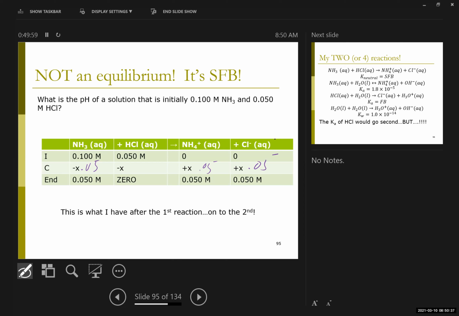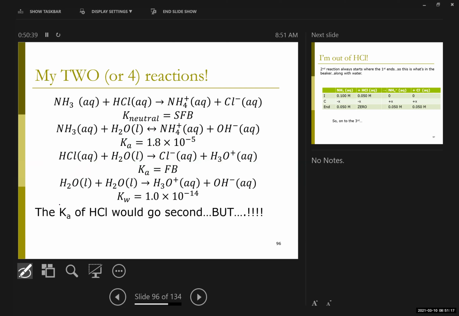If I'm making bicycles and I have 100 handlebars and 10 tires, which one runs out first? And so my first reaction is essentially over and done with, at least mathematically. My second reaction just starts where the first one ends. And so my new combination of things is now the equilibrium or end amount. It's really less an equilibrium amount and more an end amount because it was a strong acid equilibrium, right?